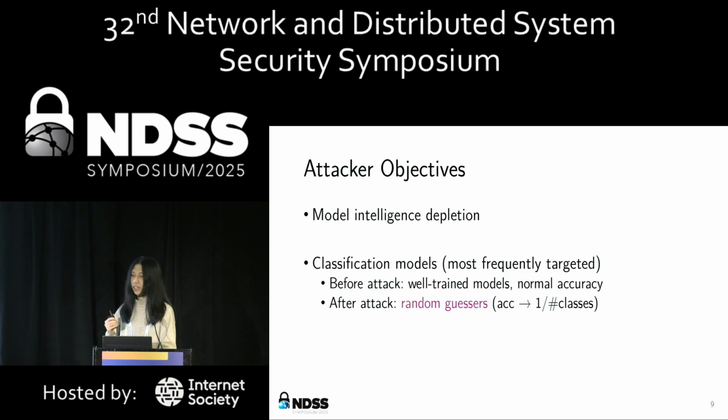First, attacker objectives. As mentioned earlier, we want to achieve intelligence depletion. So for example, we want to turn classification models, which are the most frequent target, into random guessers. Their accuracy should become something like 1 over the total number of classes after the attack.